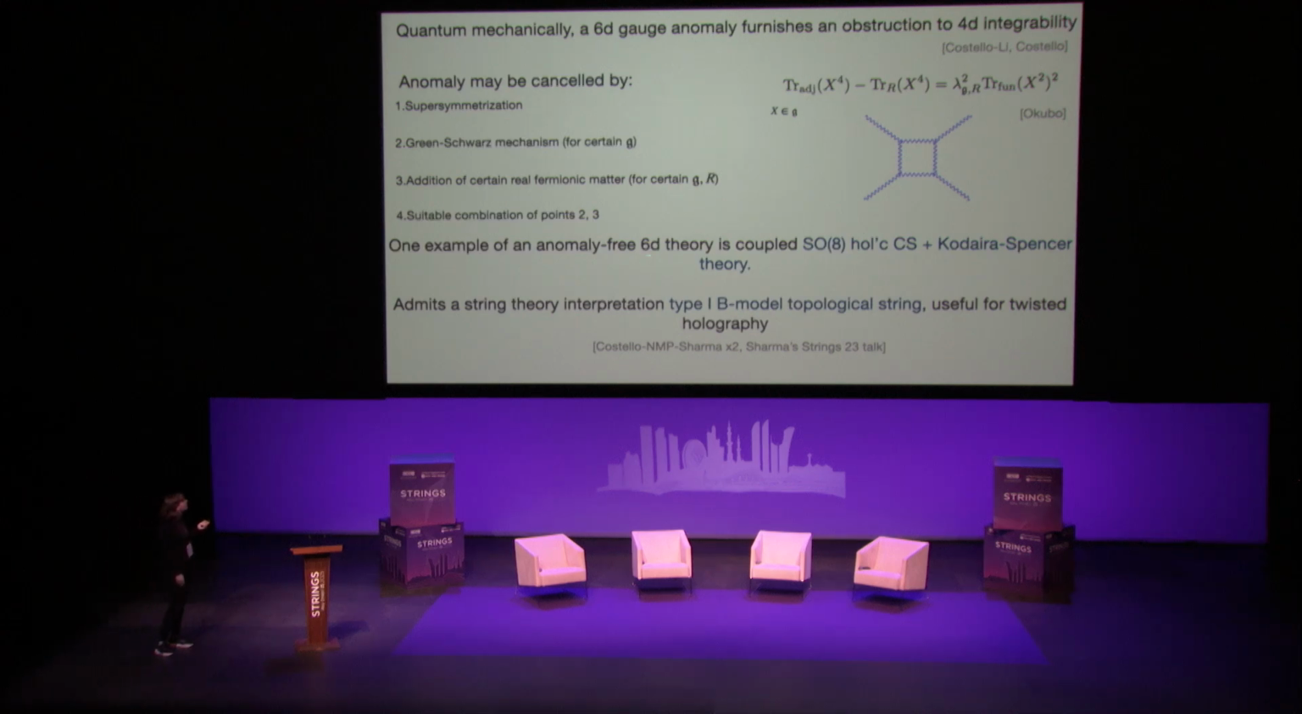Others in the audience might be familiar with other interesting examples of holomorphic anomaly-free theories that have close connections to the topological string and have been useful recently for explorations in twisted holography. I won't talk about any of that today, but some of you may have seen my collaborator Atul Sharma's talk on this at a previous strings conference, and he's also here in the audience as well.